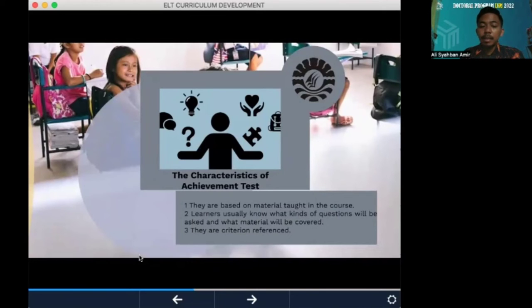And the second is learners usually know what kind of questions will be asked and what material will be covered in the course. And the third is they are criterion referenced. It means that there will be a standard or criterion set, which will indicate whether learners have achieved enough to be given a pass for the course.